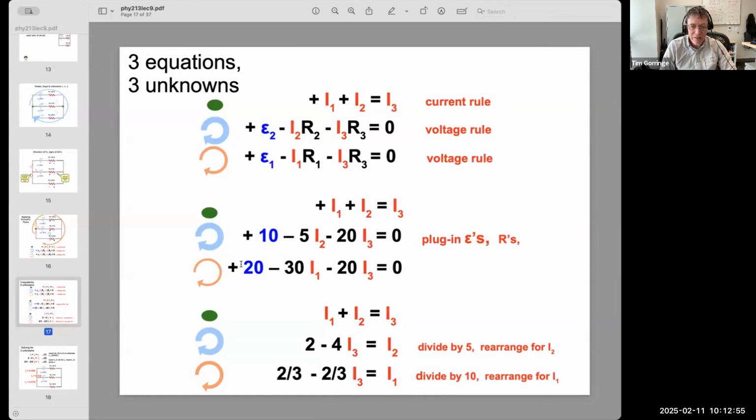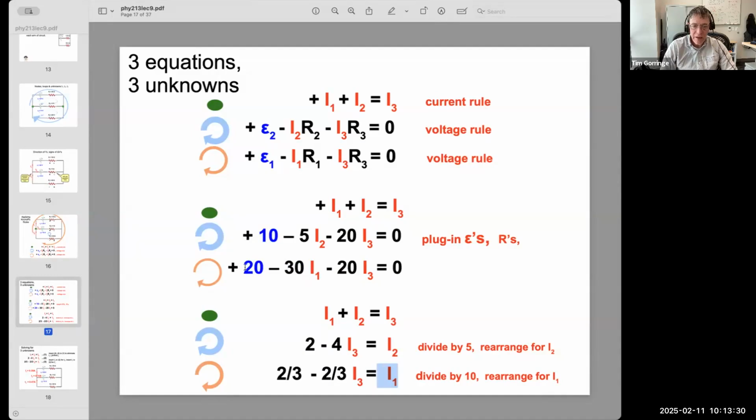Supposing I divide every term in here by 30. This 30 multiplying I1 will just be a 1, so we just get 1 I1. I moved it from the left-hand side to the right-hand side, so the minus I1 became a positive I1. So that's where I get the positive I1.